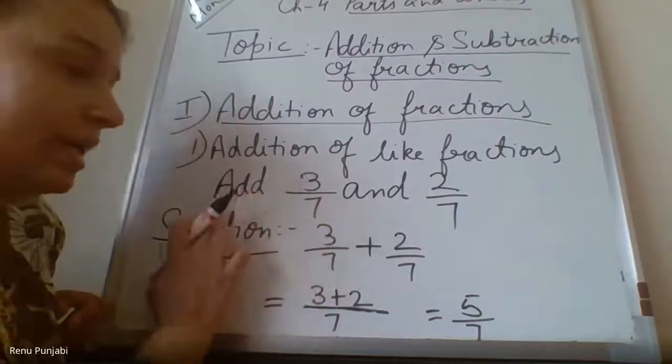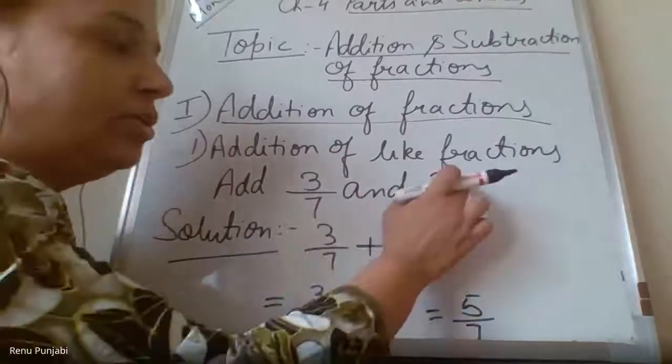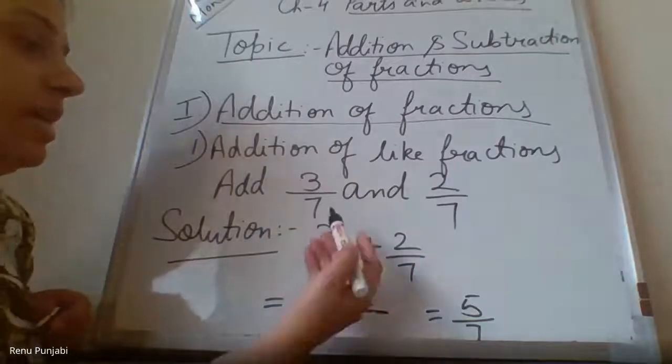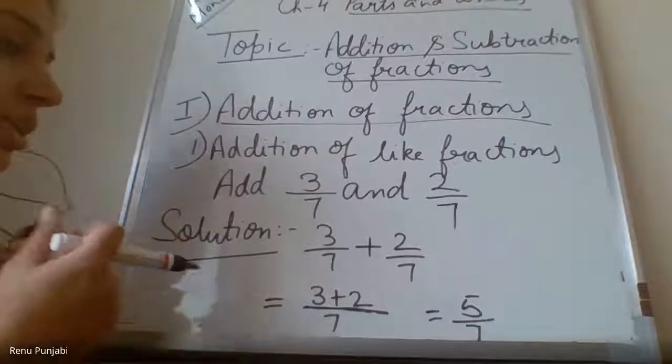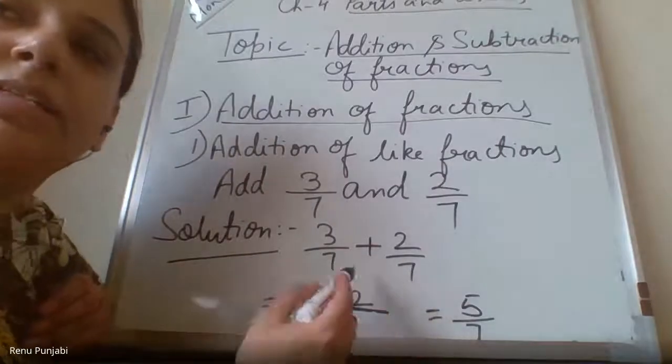Can you see here, add 3 upon 7 and 2 upon 7? Here we can see the denominators are the same. When the denominators are the same, it is very easy for us to add them.